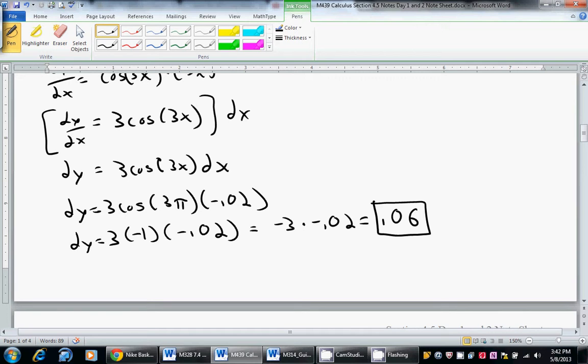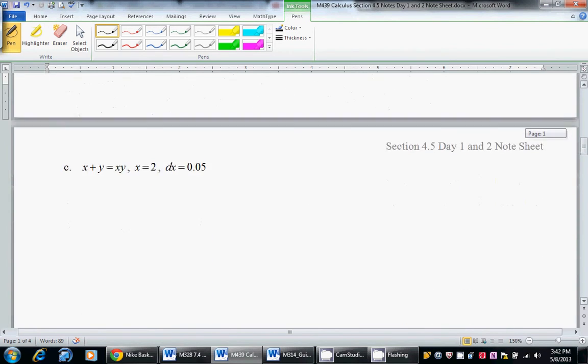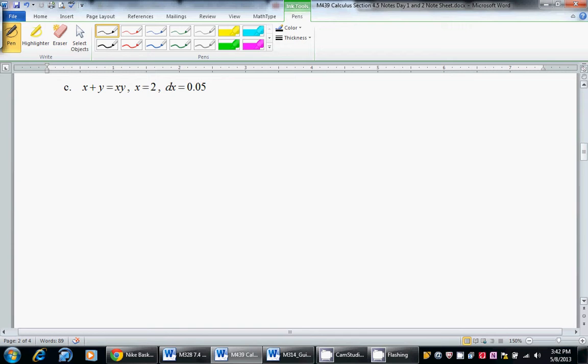Okay, all right, one last one here with differentials. x plus y equals xy. Same directions here, right? Find dy when x equals 2 and dx equals 0.05. So, first thing I'm going to do, take the derivative of both sides. So the derivative of x is 1. The derivative of y is also 1.